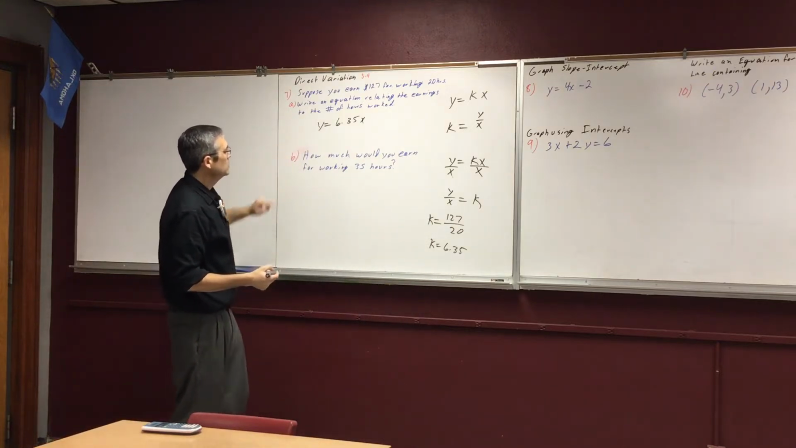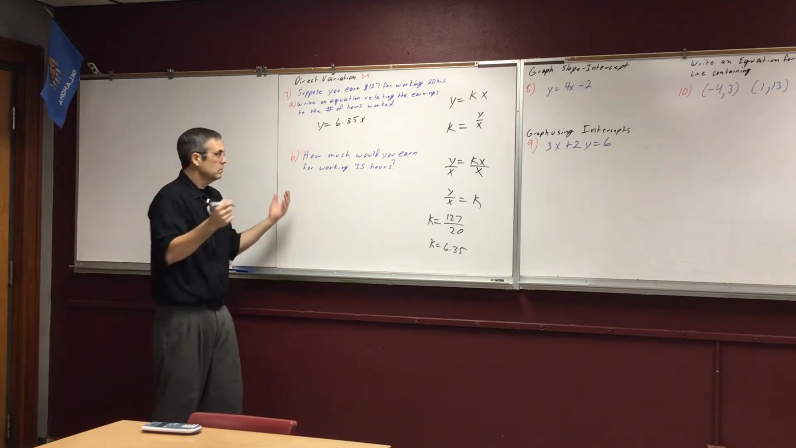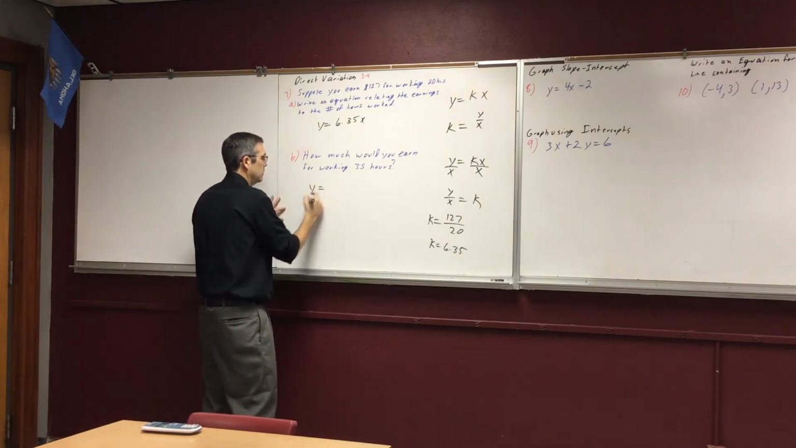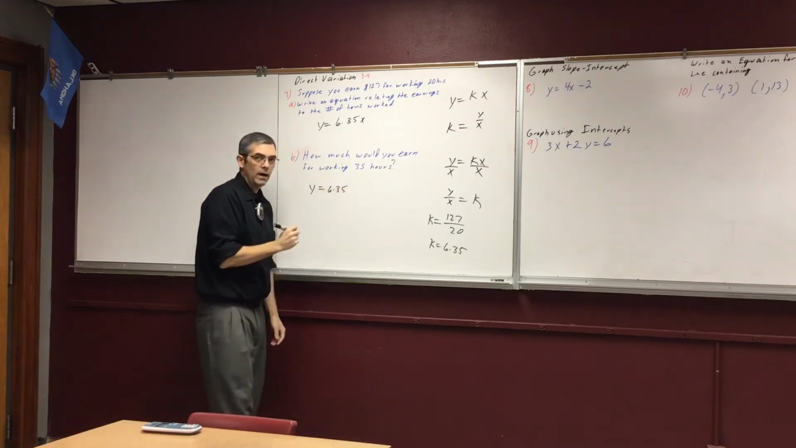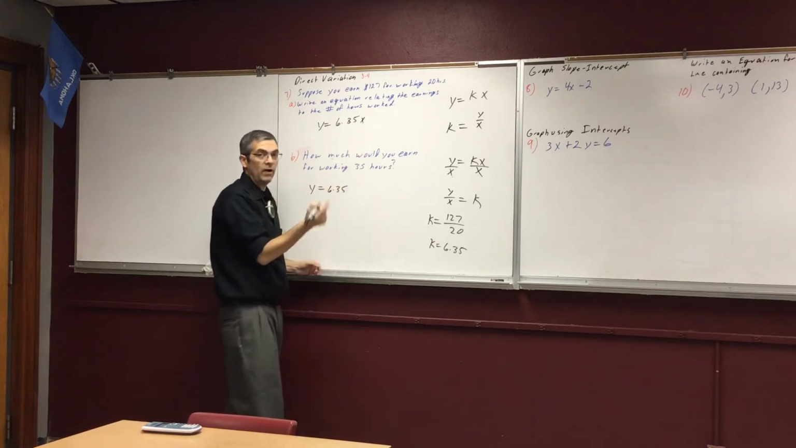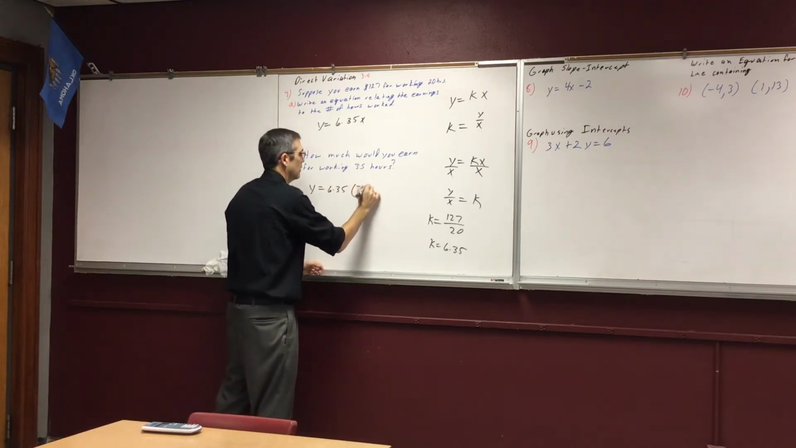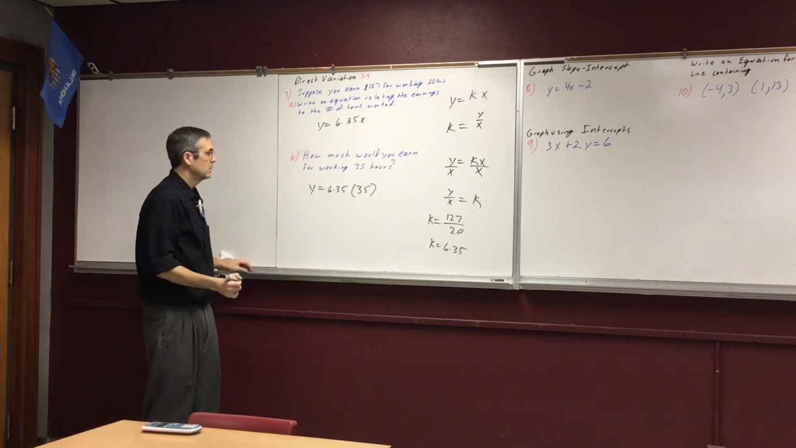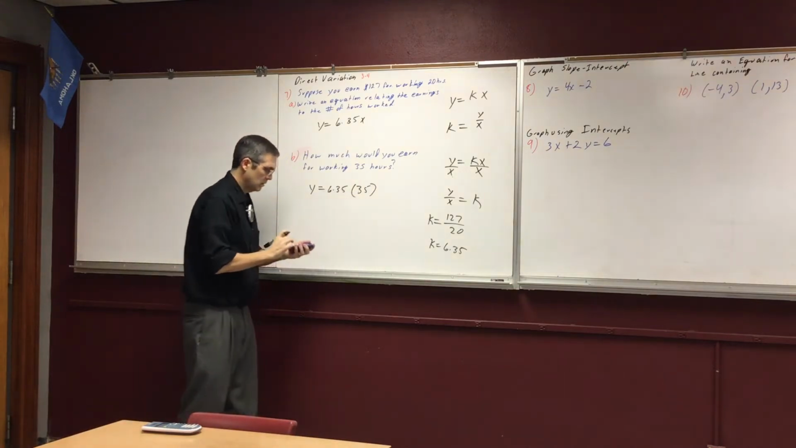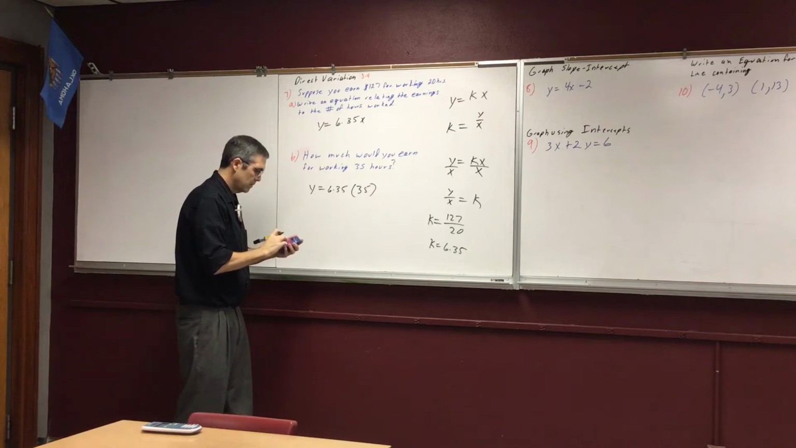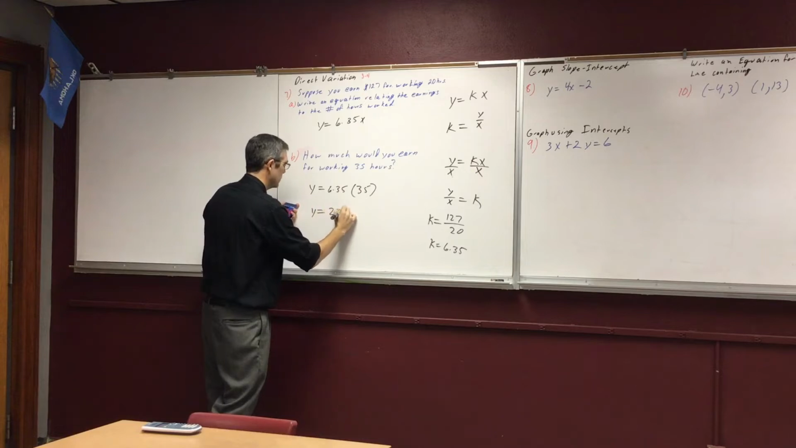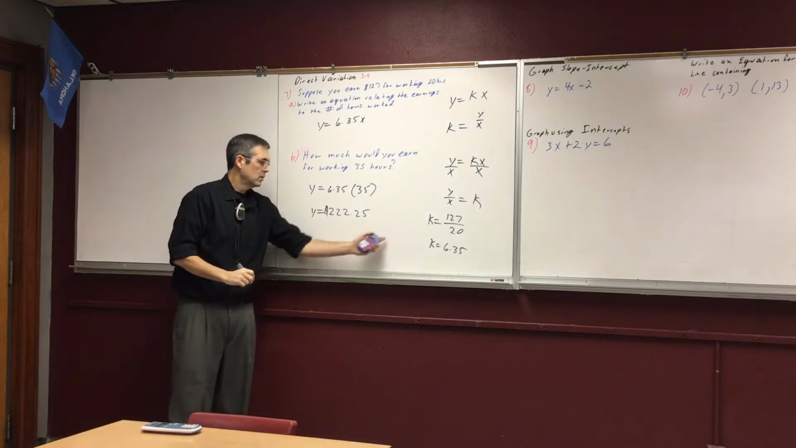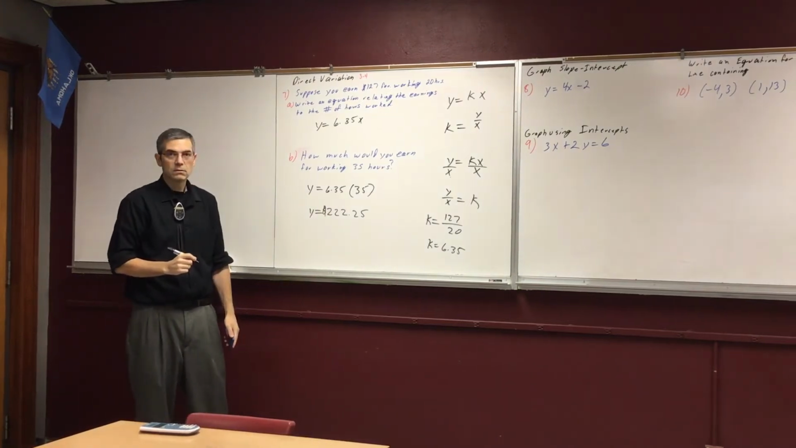Now, how much would you earn for working 35 hours? Well, y is how much you earn. 6.35 is how much you earn per hour. x is the number of hours. So we're going to substitute in 35. Now, 6.35 times 35. y equals... So for 35 hours, I'm going to earn $222.25.